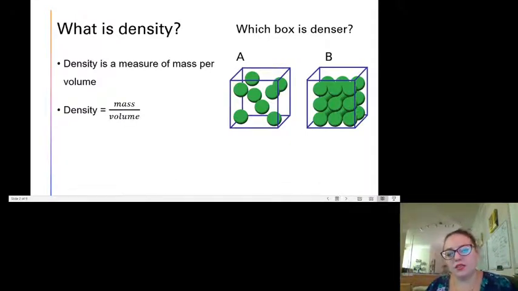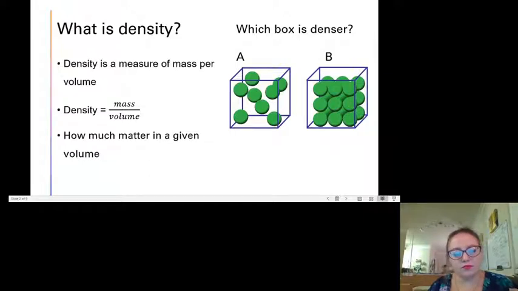So our formula, if we say per is to divide, is mass divided by volume. So again, how much matter is in a given volume. So if we look at these with that definition, which box is more dense, or which box is denser? Which box has more matter in it? B. You see it has way more dots, which is our atoms, and so this one is considered the denser object.